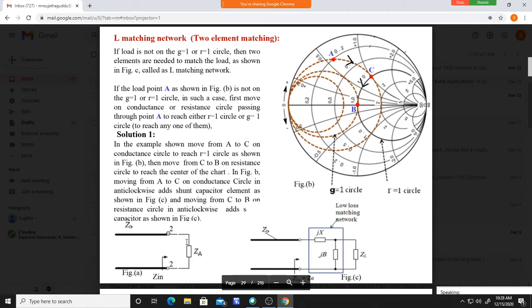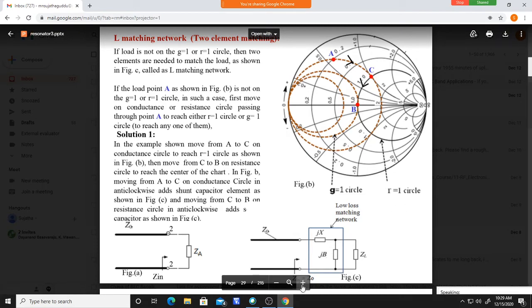We don't know what value of capacitor you have to add, what value of capacitor you put in shunt. That we do not know. How to add to change this impedance to 50 ohm, that we do not know here. It is not simple by doing mathematical calculation also. So you can use the Smith chart.